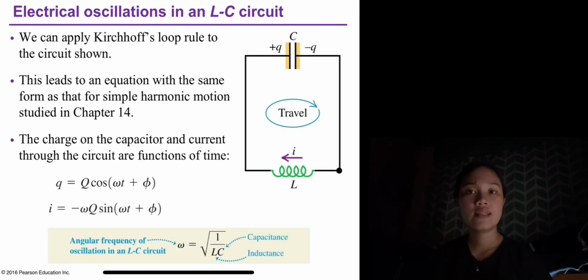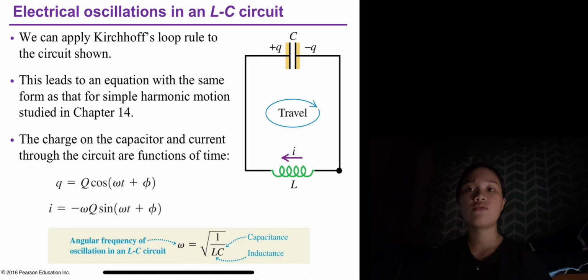Okay, in this slide, by applying Kirchhoff's loop rule to an LC circuit, we can derive equations that describe its behavior. So these equations take the same form as those for mechanical oscillations. The solutions are sinusoidal functions of time. So charge and current vary smoothly and periodically. So this mathematical result confirms the oscillatory nature of the system.